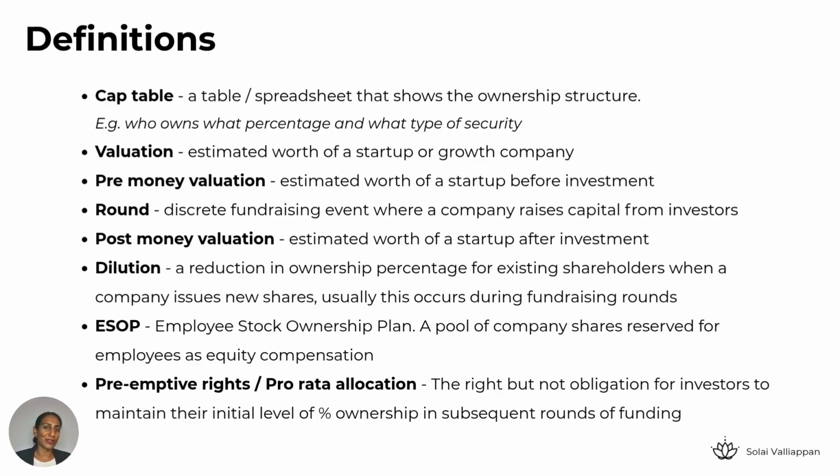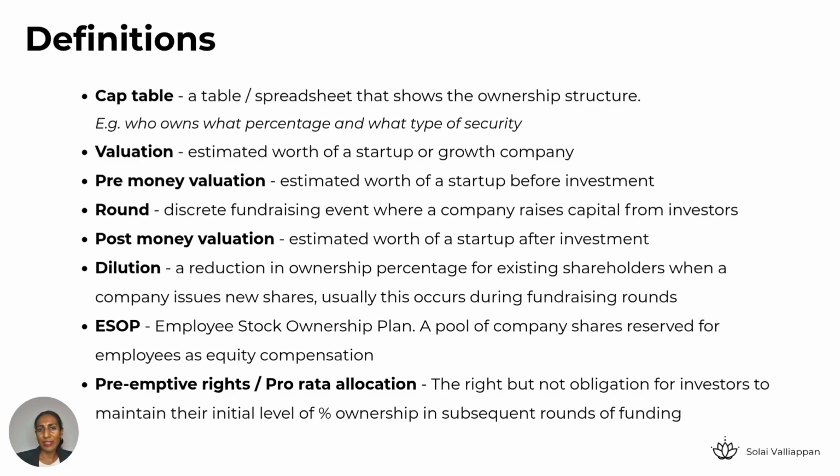Then you have a round of capital, which is a discrete funding round where a company raises investment from potentially external investors. And then after this investment, you can calculate the post-money valuation. So this is what the startup is worth after investment. Then we have dilution, which is a reduction in ownership percentage for all existing shareholders. And this is because the company is issuing new shares. And usually dilution occurs after each funding round.